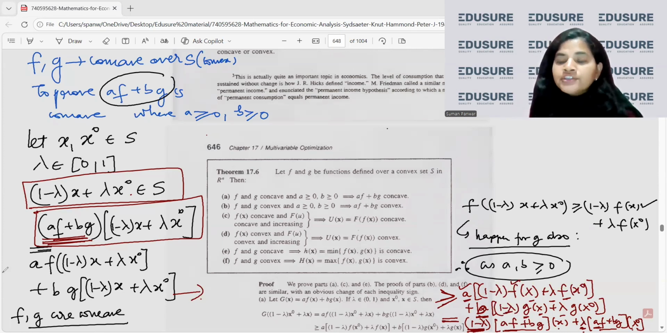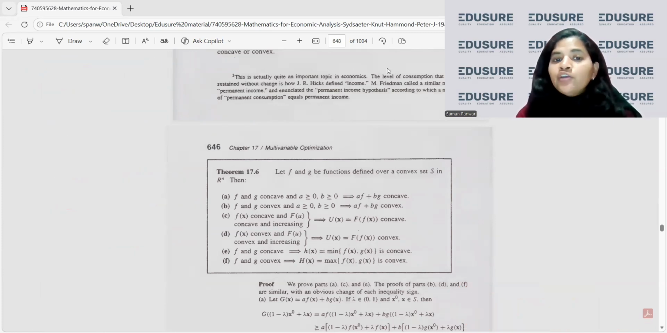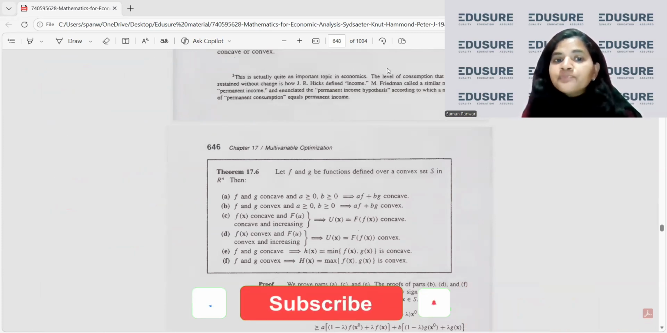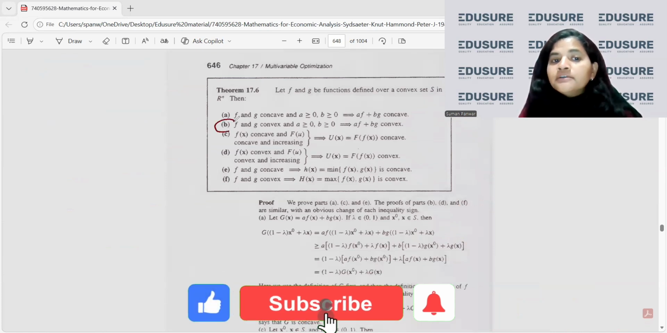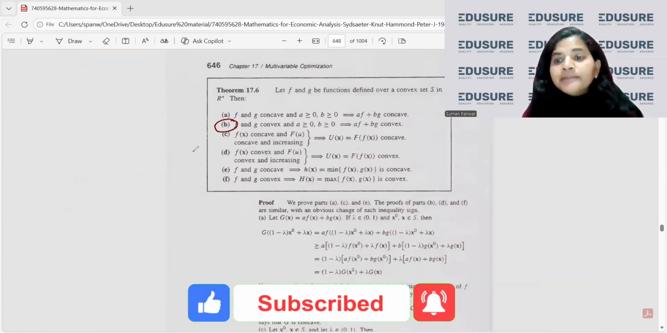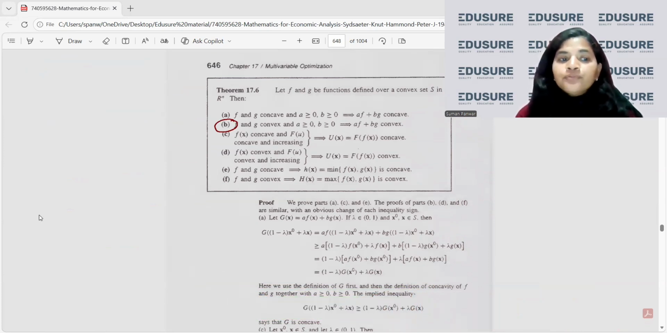And now you can remember this for your application part. You have two concave functions. You can use any positive linear combination of those two concave functions to create another concave function. Okay, and the same will hold for convex functions also. Any non-negative linear combination of convex functions will also be convex. So part B of the theorem can be attempted by all of you as an exercise, and that will give you a lot of confidence in how to go about the proofs. Okay, now let us look at part C.